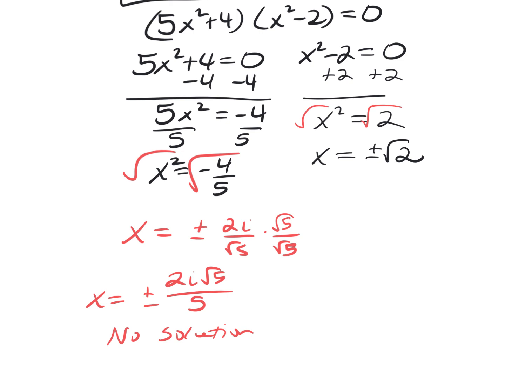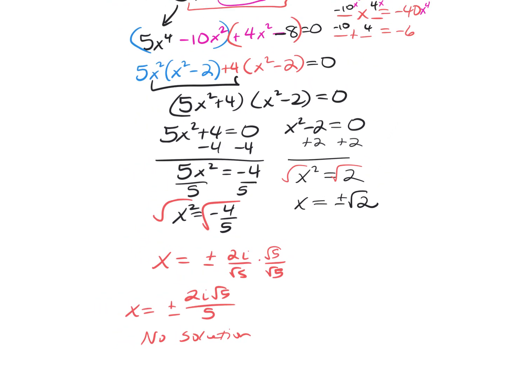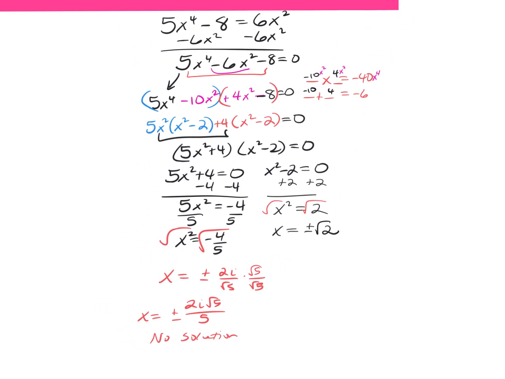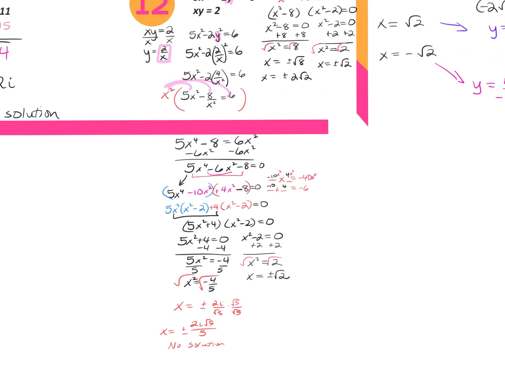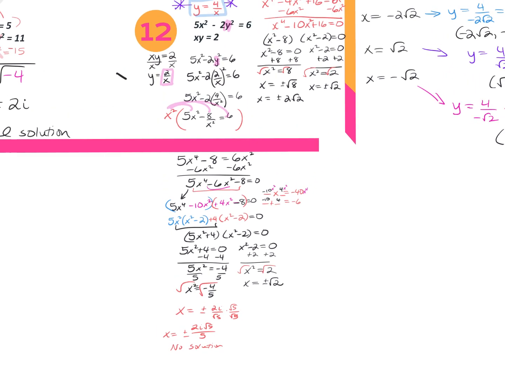So now I got to find the corresponding y values for each of these x's. And again, you can either choose to go back to the beginning and plug it into one of the originals. But again, I'm going to find the simpler route, which is going to be right here, and use y equals 2 over x. So I'm going to first do it with the positive square root 2, and then I'll do it again with the negative square root 2.